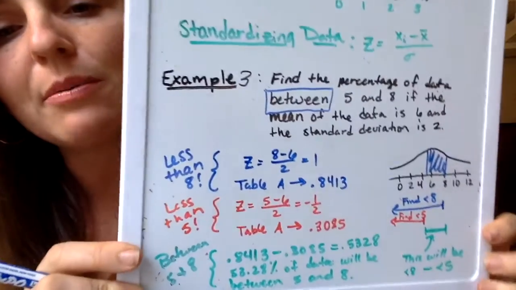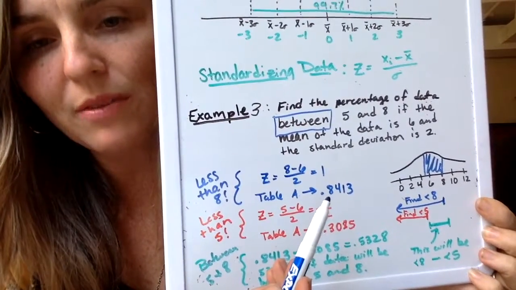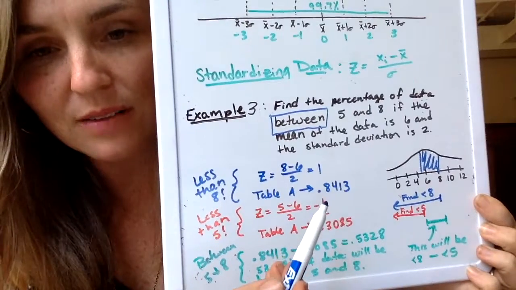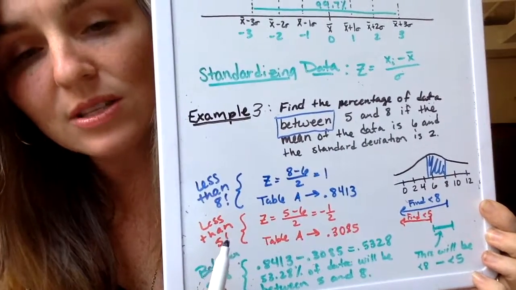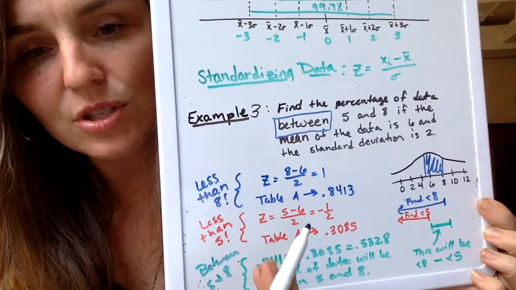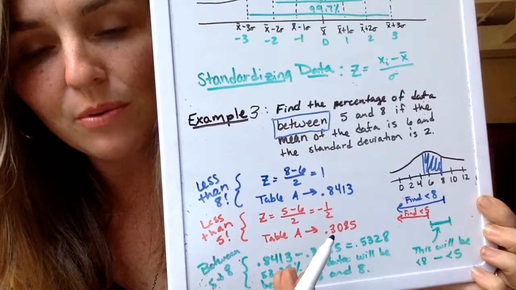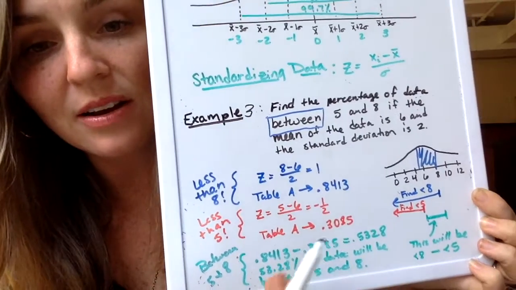All right, go to Table A, and Table A tells you that one standard deviation above the mean is 84.13% of the data. Then do the same thing for less than 5. So your z-score is 5 minus 6 over 2, which is negative 1/2, which Table A tells you 30.8% of the data will be less than that.